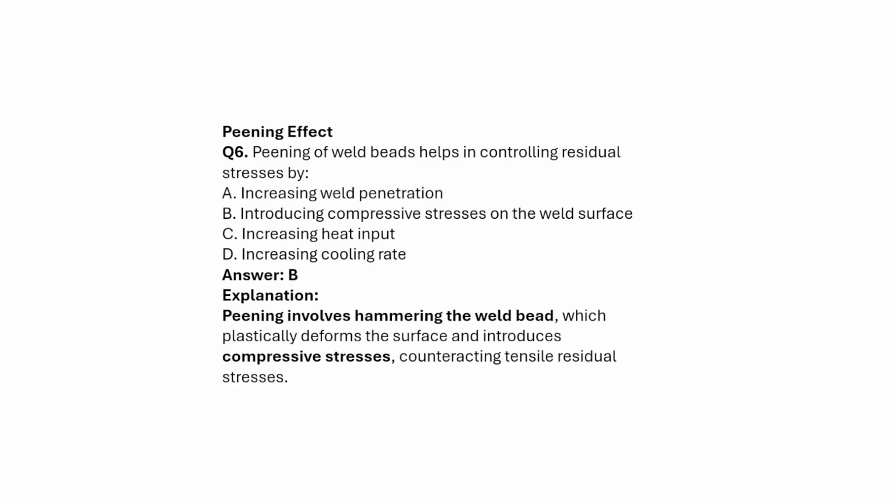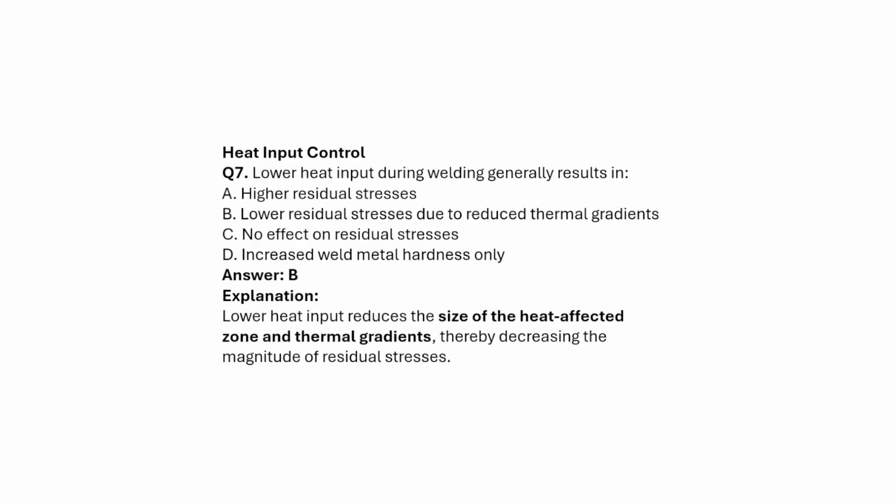Okay. Peening of the weld bead helps to control the residual stresses by: increasing the weld penetration, introducing compressive stresses on the weld surface, increasing the heat input, or increasing the cooling rate. Answer will be B, introducing compressive stresses on the weld surface. Peening involves hammering the weld bead, which plastically deforms the surface and introduces compressive stresses that counter the tensile residual stresses.